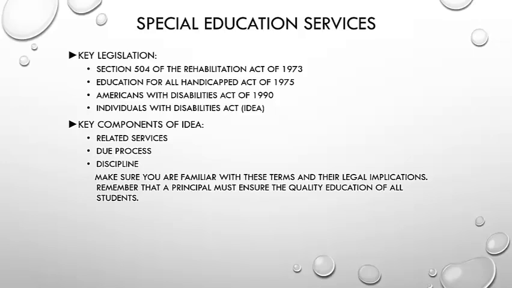Some key things that come out of IDEA. The related services, what kinds of related services are needed for the student to be successful. These could be OT, PT, speech path, any kind of services such as those that your special ed teacher may deem necessary. These become a part, and the student has a right to these services, and so you as a principal are going to have to work to find out how to make these services happen.